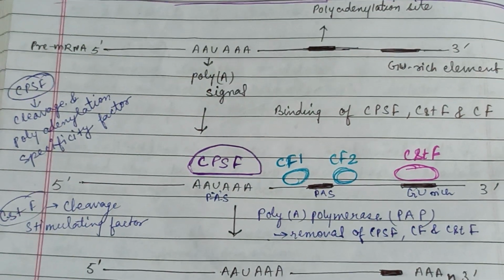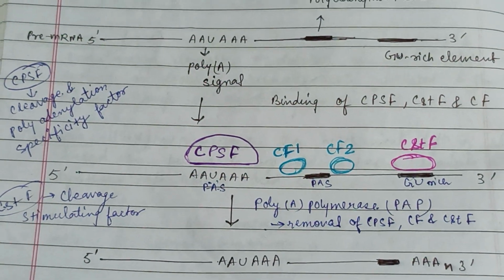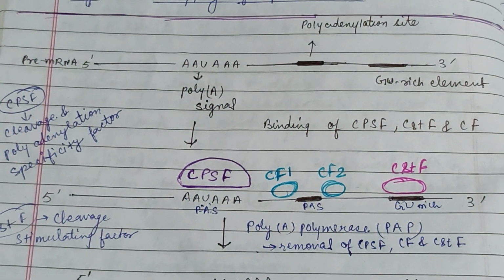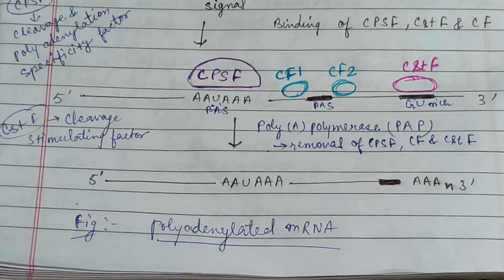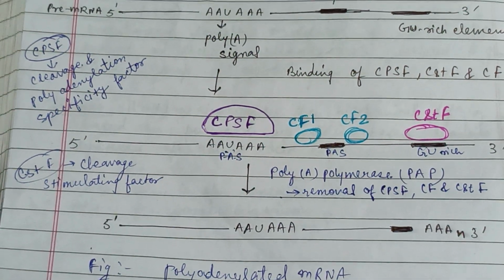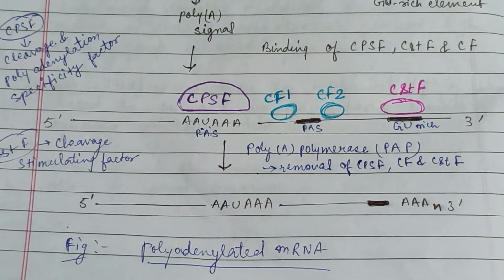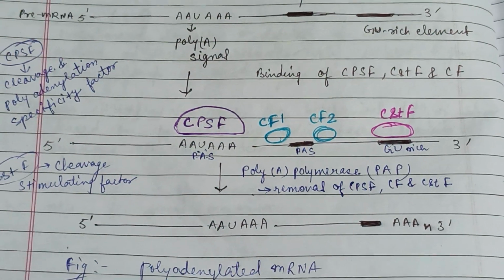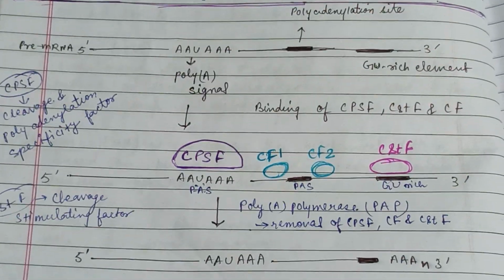Through a series of steps, it can be seen that there is a sequence in the mRNA, a poly A signal and a GU-rich element, and in between them there is a polyadenylation site. With the binding of CPSF, CSTF, CF I, CF II, and PAP, the cleavage stimulation factor and the cleavage and polyadenylation specificity factor, it eventually forms the polyadenylated mRNA, that is AAAn. So 5' capping of the pre-mRNA and polyadenylation of the mRNA occur in this process.